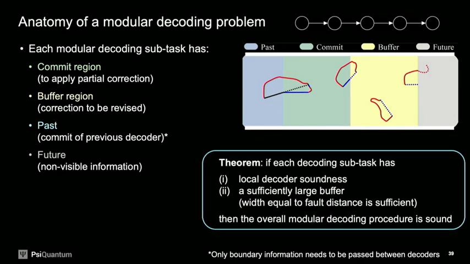And we have this soundness theorem that I mentioned. The idea is that any way you decide to split it up, provided you use a sound decoder, so one that returns a minimal weight correction, and provided you also have a sufficiently large buffer, which in practice, we can talk about what that means, but choosing a width of the fault distance is sufficient, but you can get away with less in practice. So provided you have this soundness and a sufficiently large buffer, then the overall procedure is sound, meaning you can always correct up to d/2 errors.